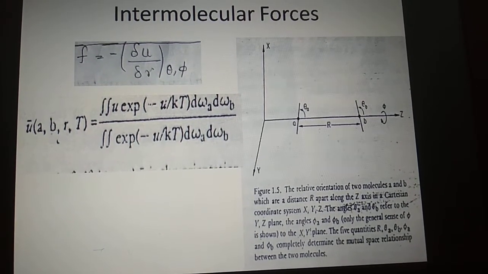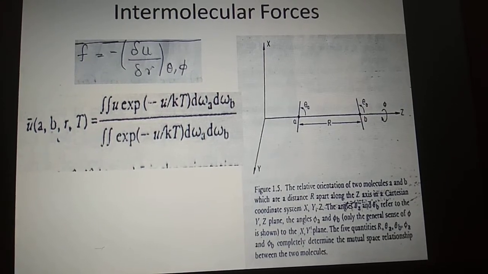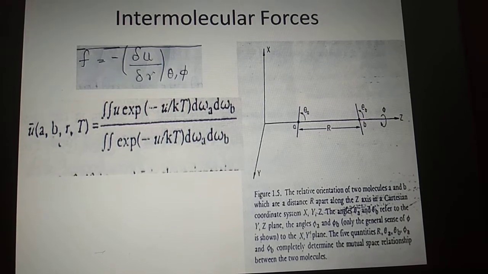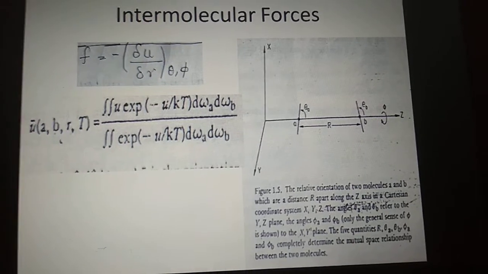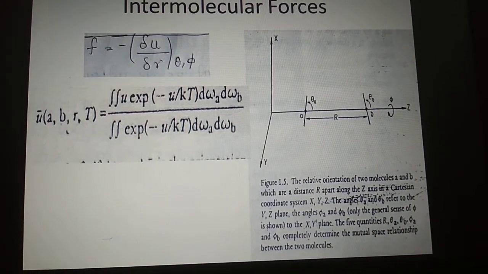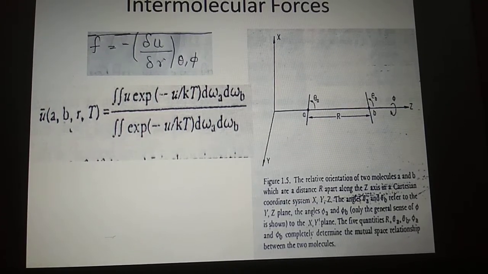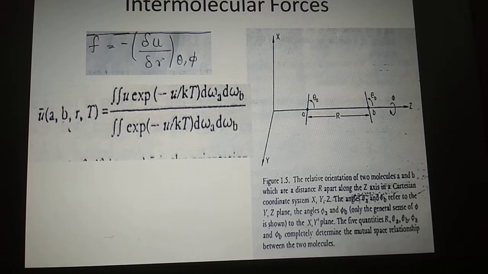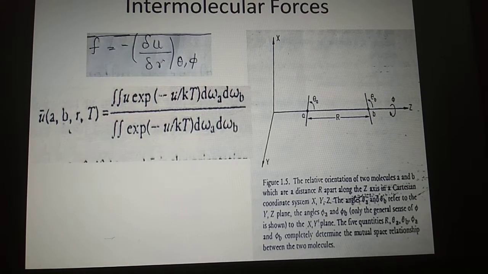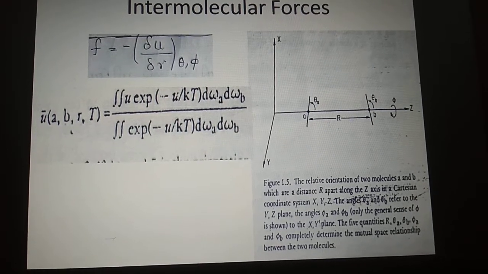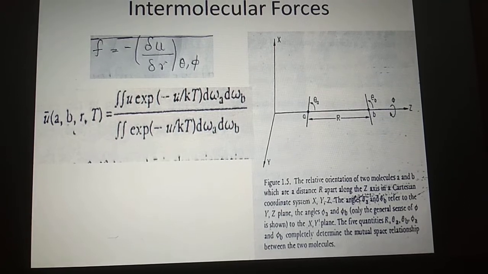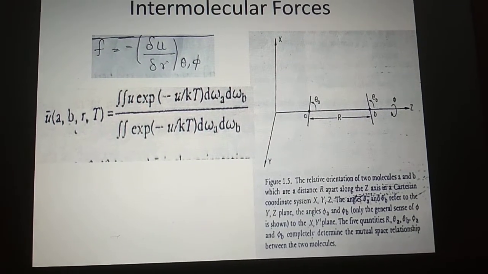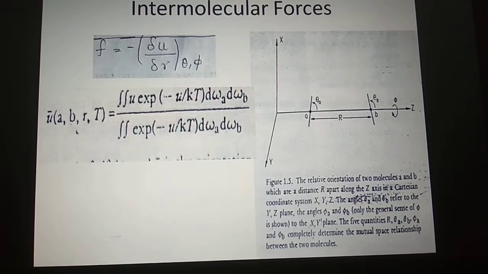μ average, μ_AB(r, T), is equal to the double integration of U exponential of minus U upon kT dω_A dω_B, divided by the double integration of exponential of minus U upon kT dω_A dω_B, where ω is equal to sin θ dθ dφ, and μ is the orientation-averaged potential energy.